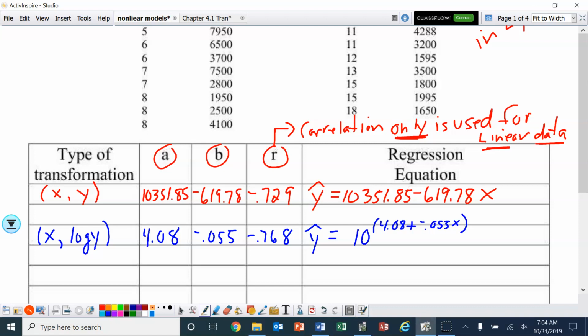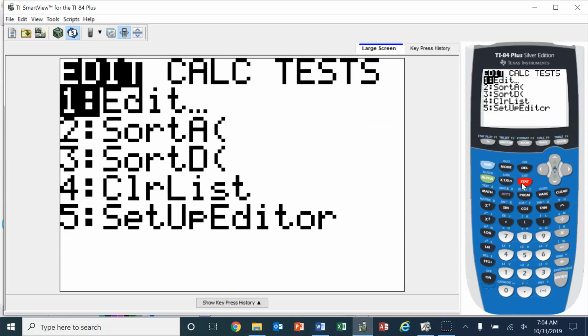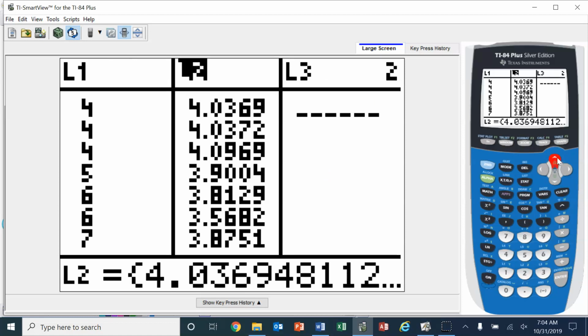Okay, so now go back to your calculator. But the first thing we have to do, ladies and gentlemen, is put the original data back in list 2. So we're going to go back to the top, and again, we backed it up for this reason.